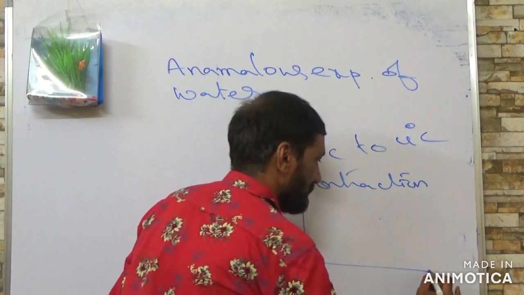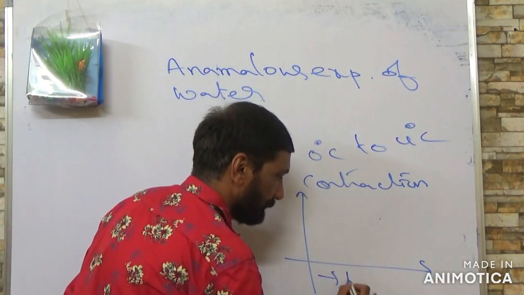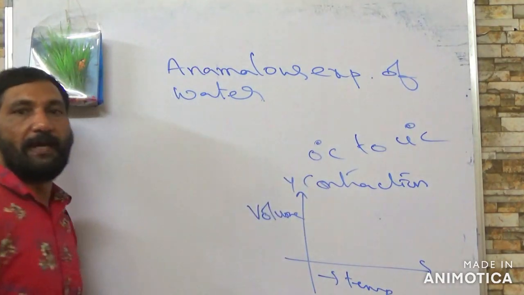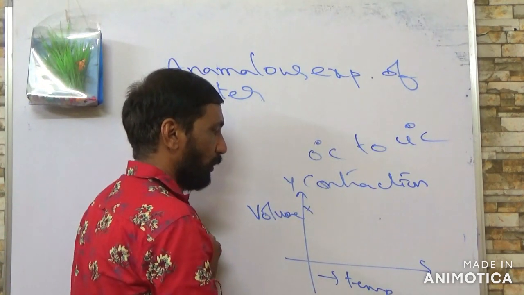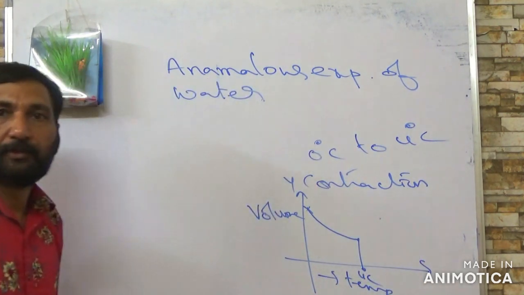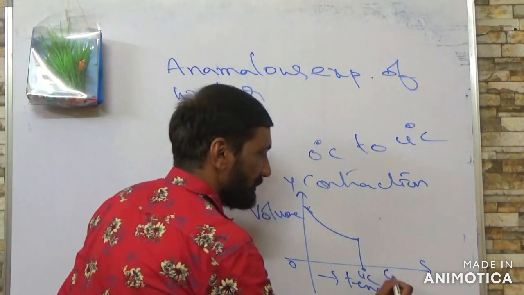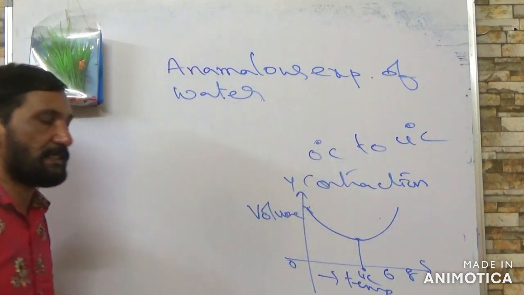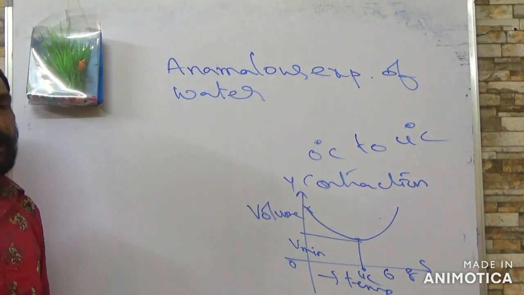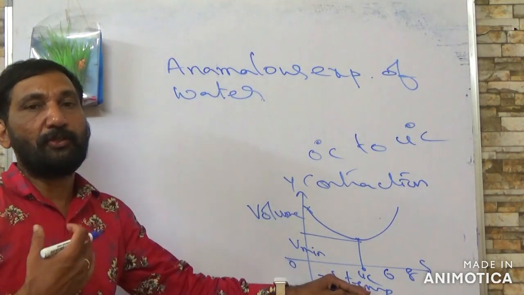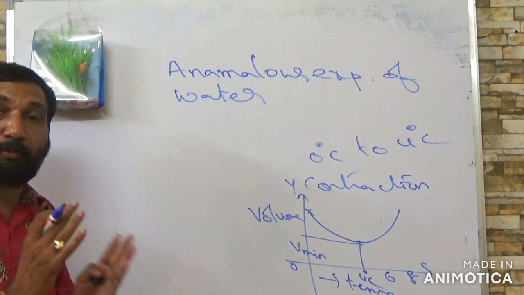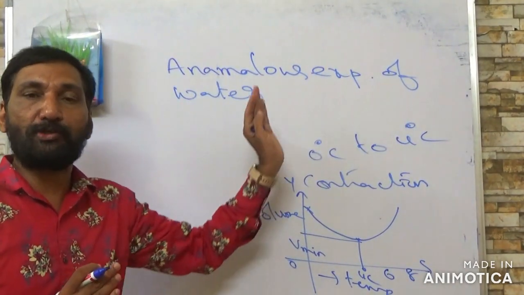Suppose a graph is plotted by taking temperature along the x-axis and volume along the y-axis. In the beginning it has maximum volume. As you increase the temperature, its volume decreases, up to 4 degrees centigrade only, remember. But after 4 degrees centigrade, when you heat to 6, 8 and so on, its volume will increase. The volume is minimum at 4 degree centigrade. So as you increase the temperature, the volume of water decreases and becomes minimum at 4. This abnormal behavior is what you call anomalous expansion of water.